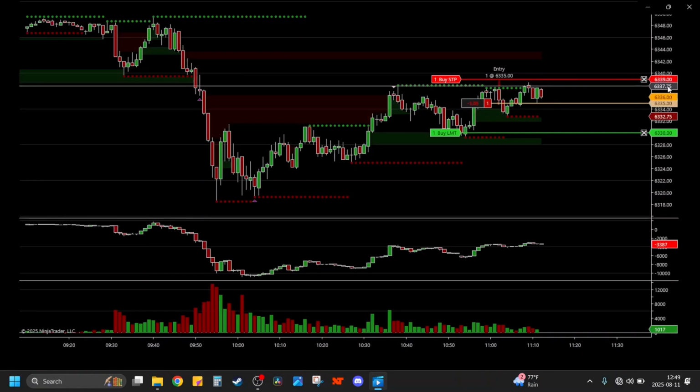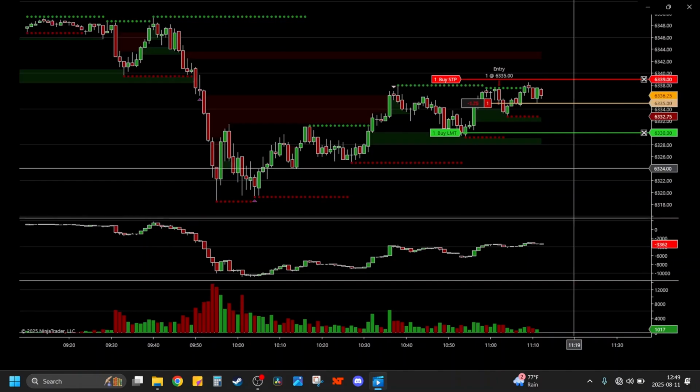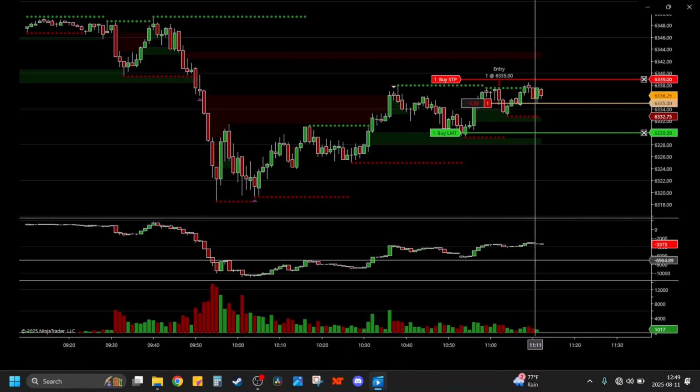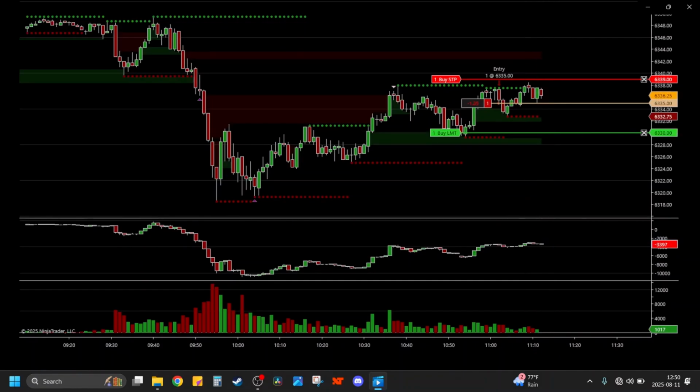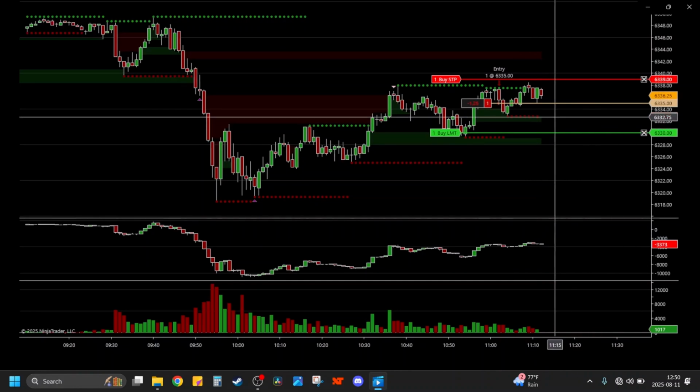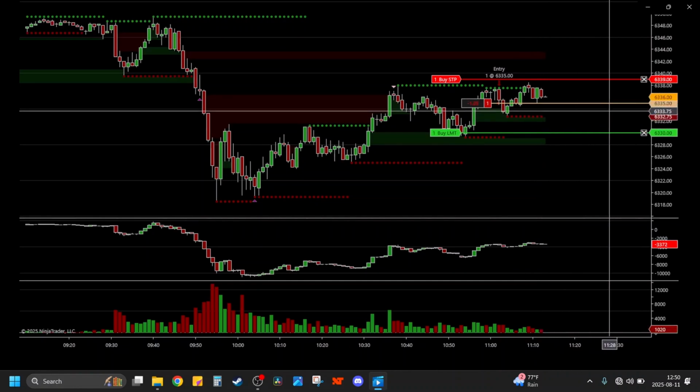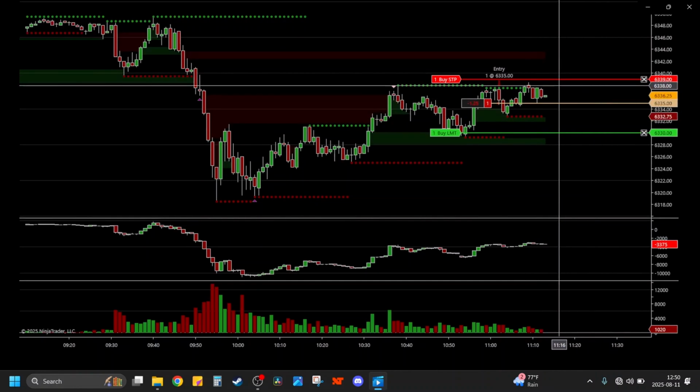Also, I use the hourly charts to help me to see like a bigger picture overall. And that hourly chart was showing, I believe it was showing more negative delta at this time, which also gave me a reason to take this trade.